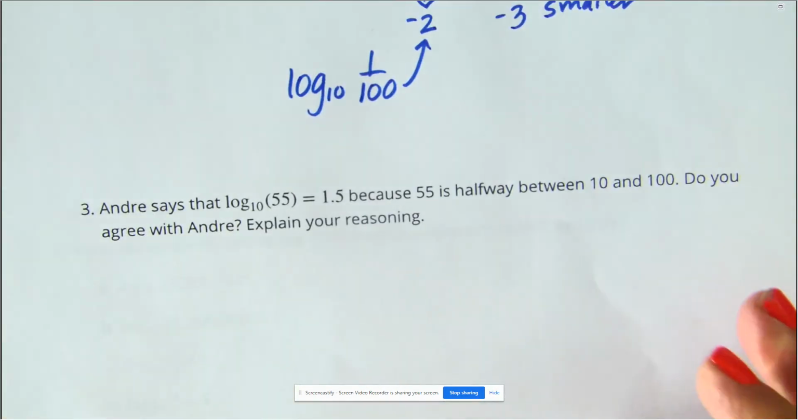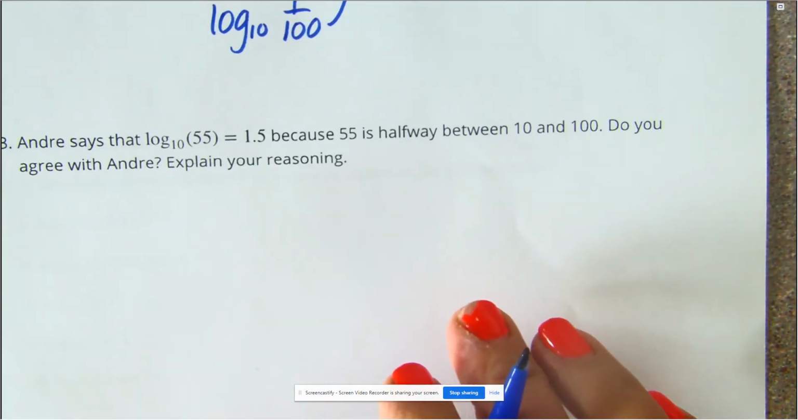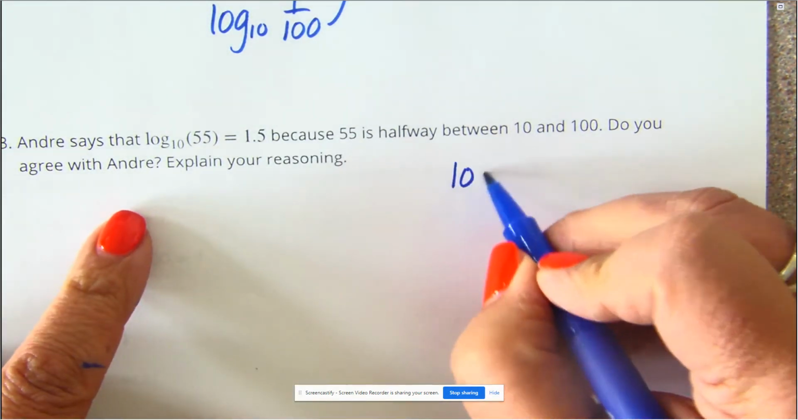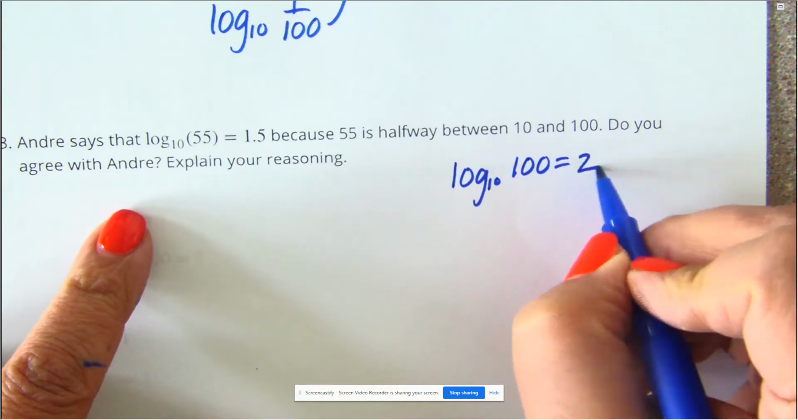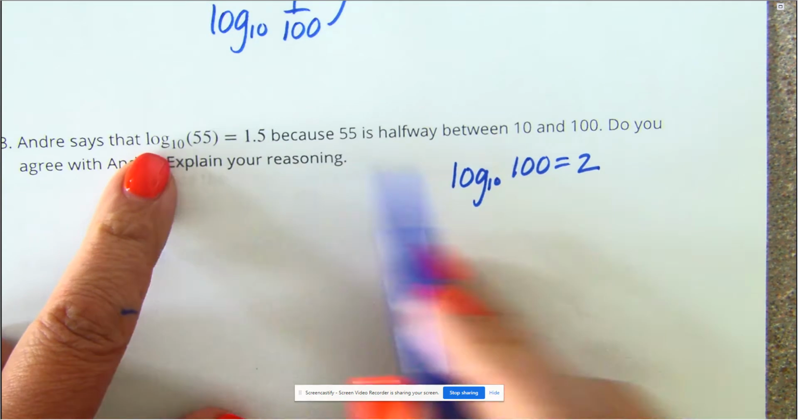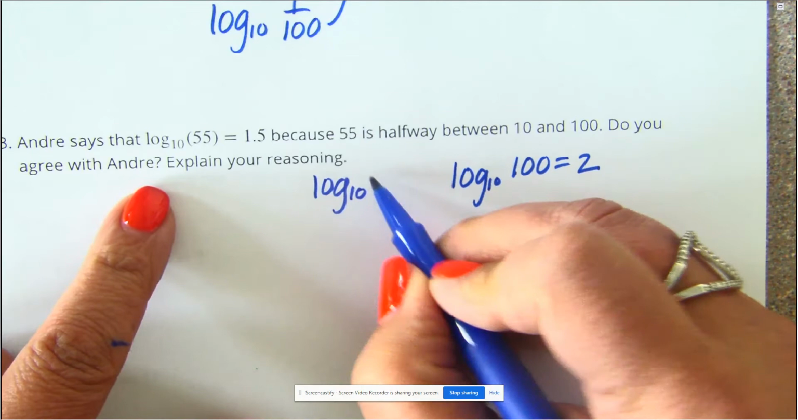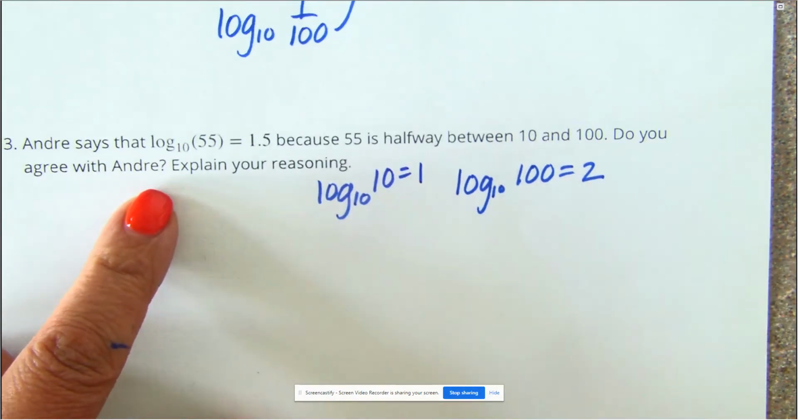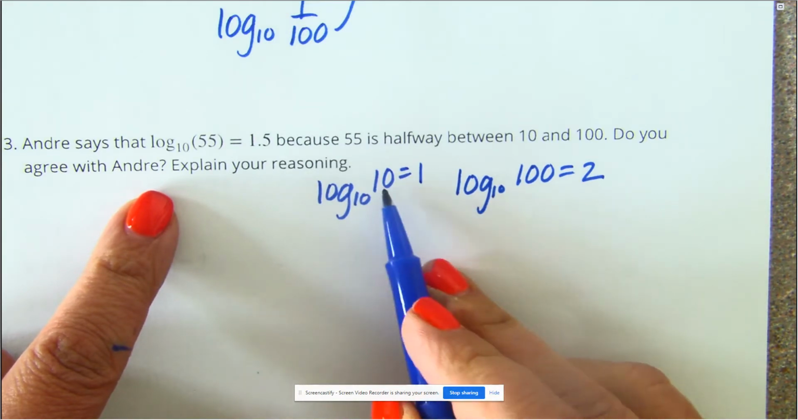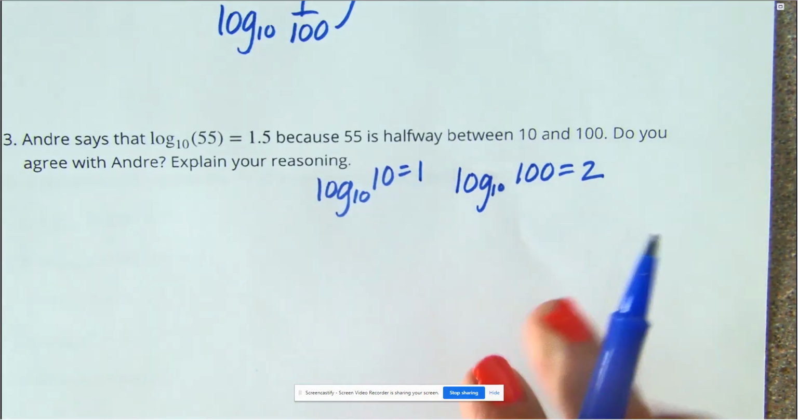Andre says that log base 10 of 55 is 1.5 because 55 is halfway between 10 and 100. So he's using this idea that the log base 10 of 100 is 2, and 55 is halfway between. I'll show you the 1: log base 10 of 10 is 1. So 55 is halfway between 10 and 100. That is true, but that isn't how exponents work.